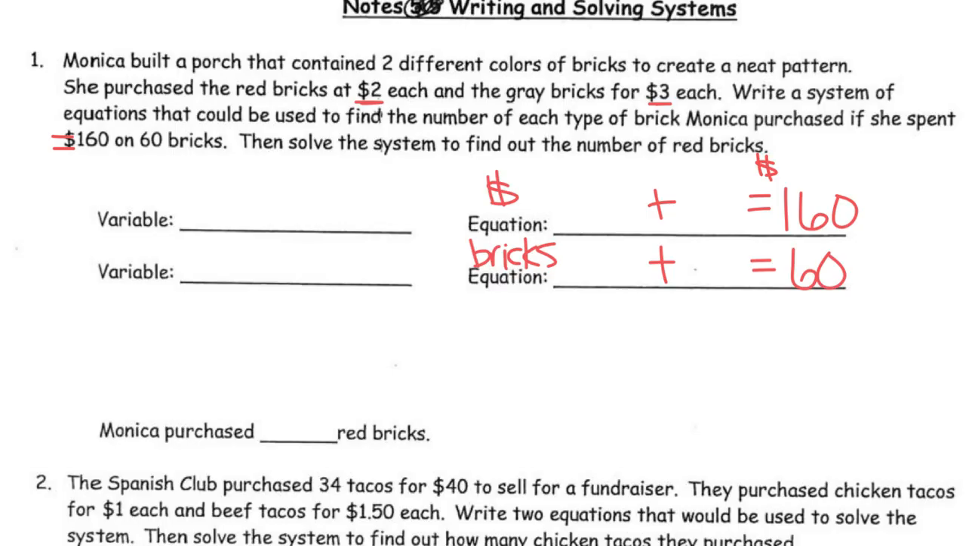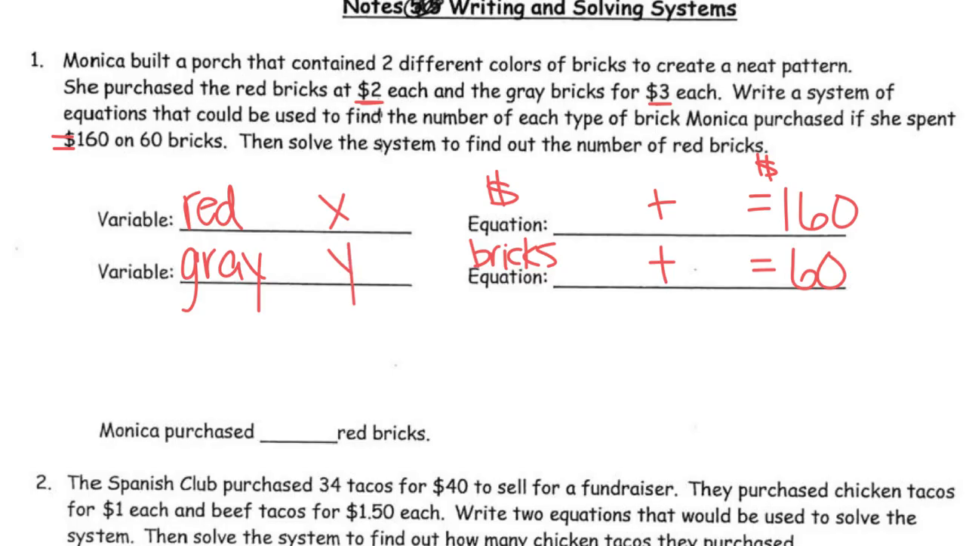What are our variables? What are we adding to get 160, or what are we adding to get 60? What is Monica using to build her porch? Red bricks and gray bricks. Okay, so we have red and we have gray. Do you want to use X and Y? Do you want to use R and G? You can use whatever you want. When you use X and Y, okay, so you want X to be red? That's your preference, okay?